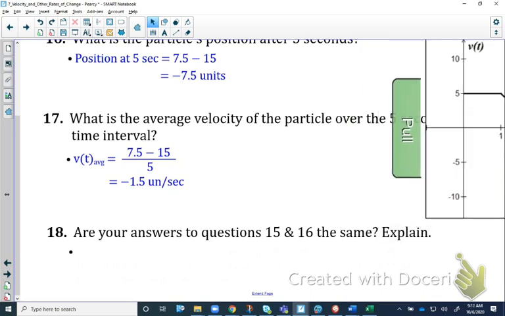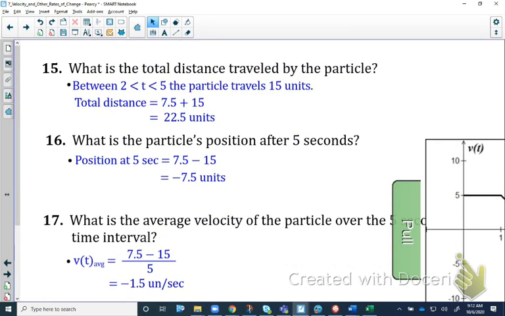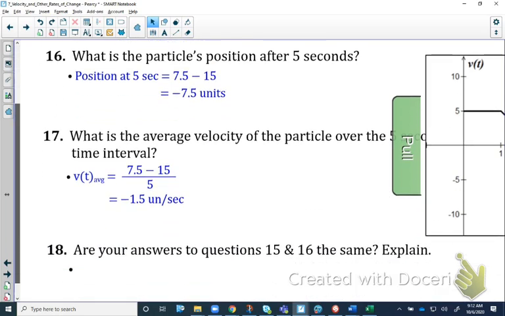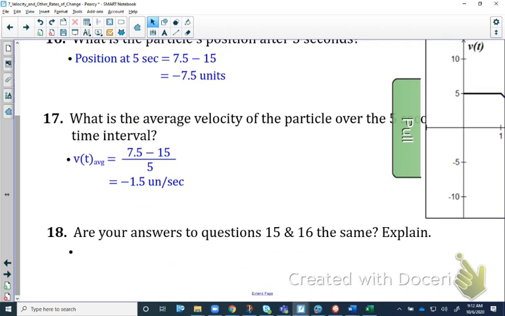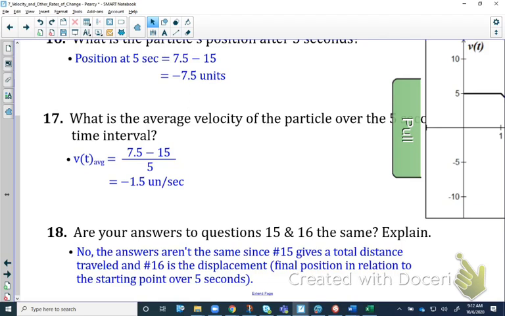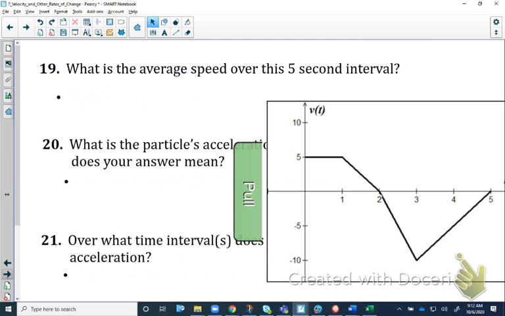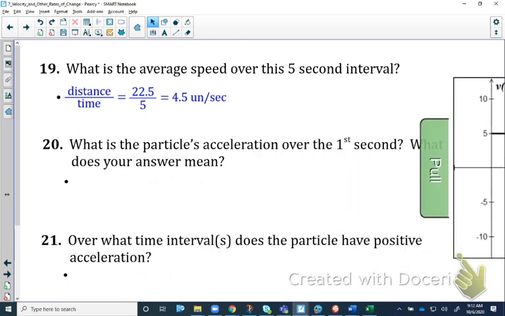So are your answers to 15 and 16 the same? Well, look, we have them here. 15 is talking about the total distance, and 16 is referring to the displacement, where the particle is from its beginning point when it stops. And so no, they're not going to be the same. All right. Next, what is the average speed over this 5-second interval? The average speed is just going to be your total distance divided by time. So your average speed is going to be 4.5 units of length per unit of time.